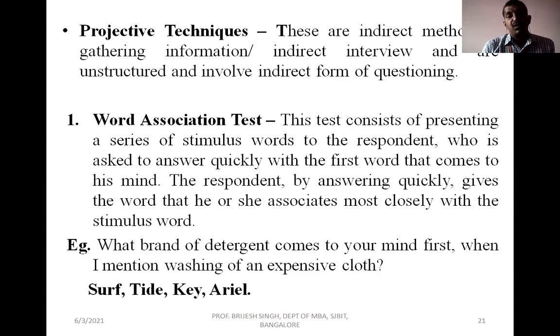The respondent, while answering quickly, gives the word that he or she associates most closely with the stimulus word. For example, if you ask what type of detergent comes to your mind first when I mention washing an expensive cloth, in some people's minds Surf may come, someone may say Tide, someone may say Ariel. That is how the test is conducted here.